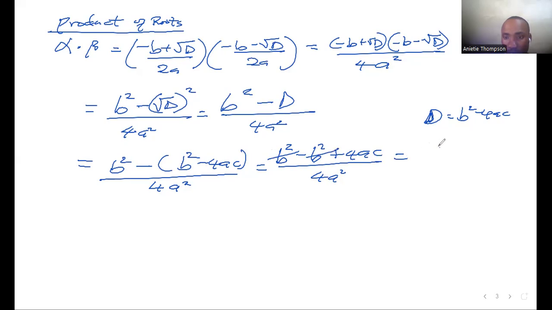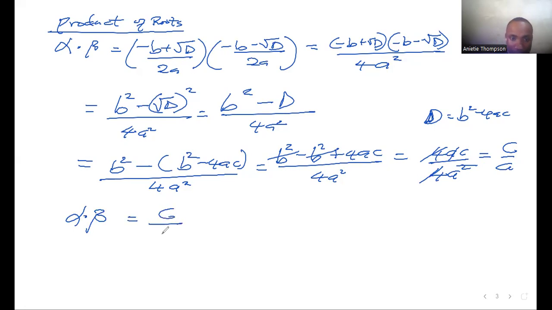So we are left with 4ac over 4a squared. Now 4 can cancel 4. A will cancel itself, one a cancels the square, remaining one a. So what we have left there is c over a. It means that the product of the roots, alpha times beta, whenever we take the product of the roots, is the same thing as the ratio of the constant term over the leading coefficient. This time positive.